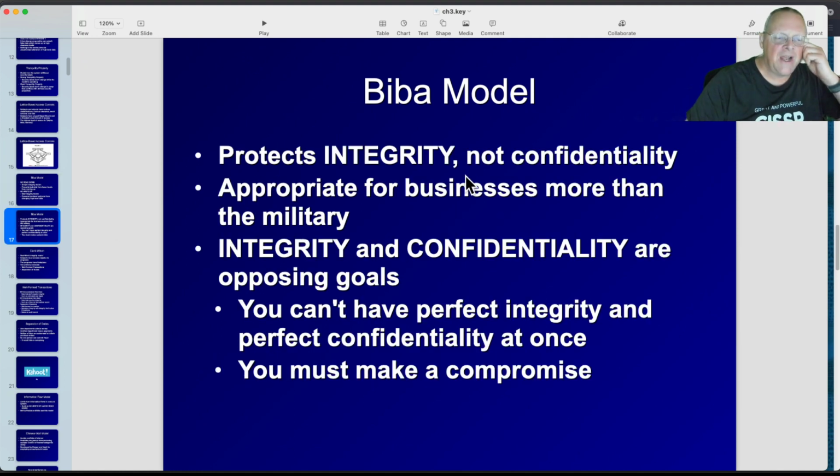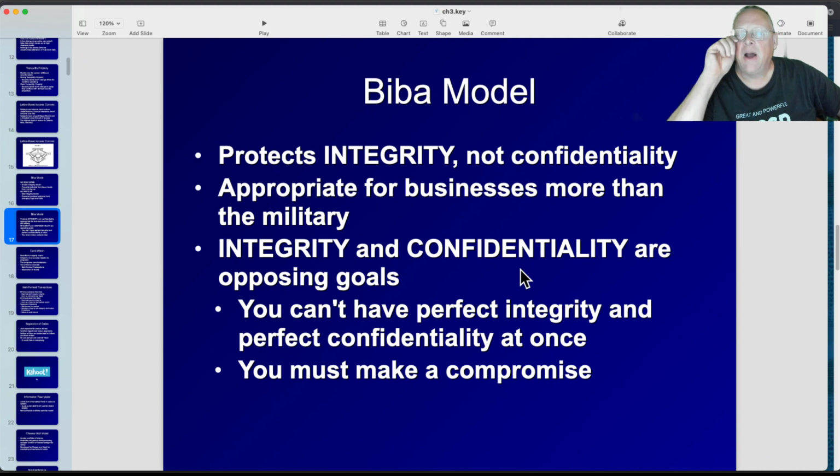Anyway, so that's the game here. This is more for businesses than the military, and this is where you begin to get the clue, which is what we talked about earlier. In the modern world, you have availability, integrity, and confidentiality, and they all kind of oppose each other. If you want the maximum integrity, you don't have confidentiality, and if you want the maximum confidentiality, you don't have integrity. So in the real world, you have to compromise between these goals.